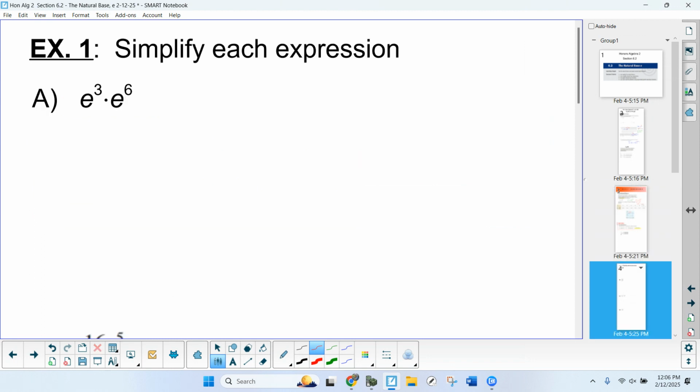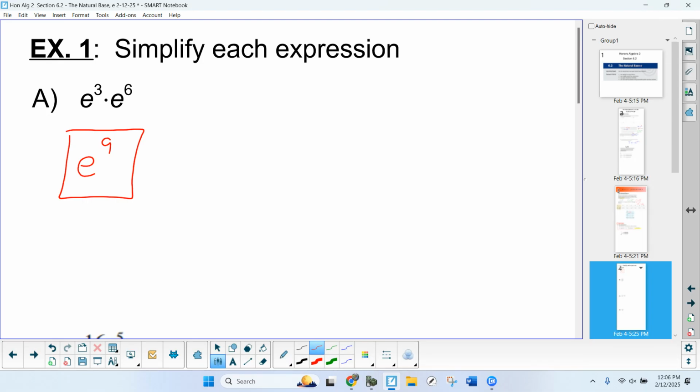First one's here. Simplify each expression. All right. Well, guys, this is no different than if you had x to the third times x to the sixth. If I gave you x to the third and x to the sixth, what would you do? Add the exponents. Okay, so what's e to the third times e to the sixth? It's no different than any other variable. Treat it just like any other variable. This is not Algebra 1. Okay, let's look at B.